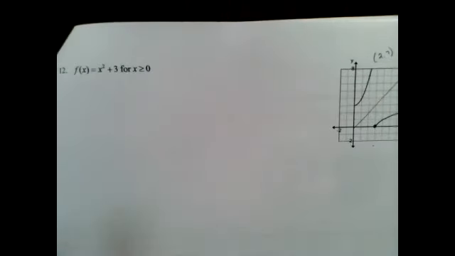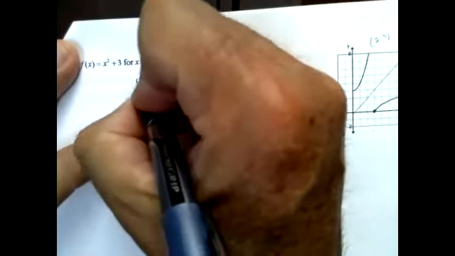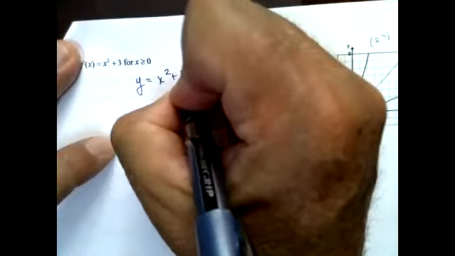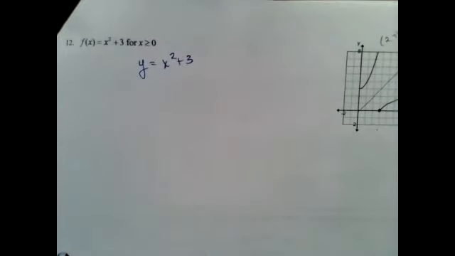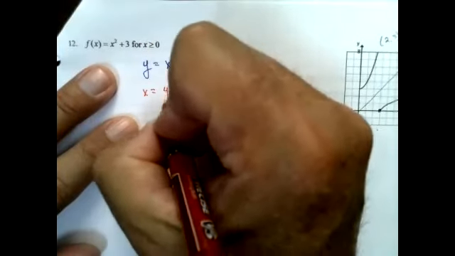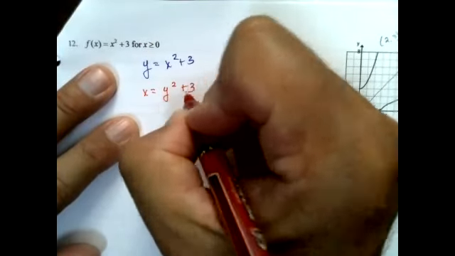All right, so I'm going to set this equal to Y. Y equals X squared plus 3. Switch. X equals Y squared plus 3.